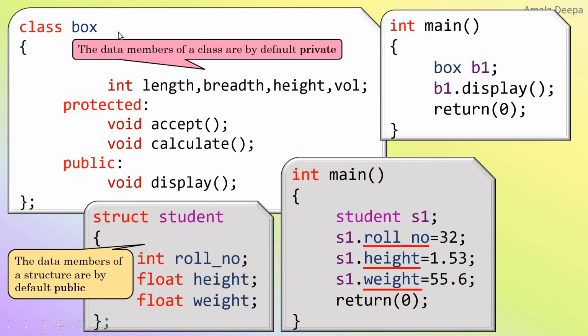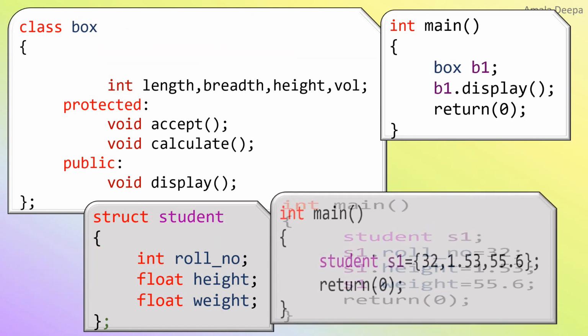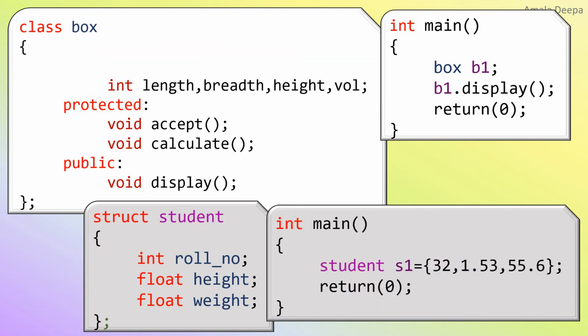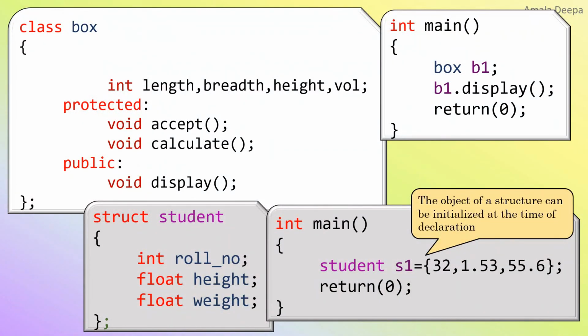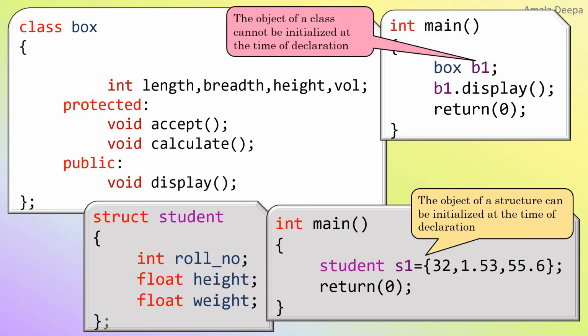But here in this class box, I cannot access the private members length, breadth, height and wall in the main function because private members are accessible only within the class, which means they cannot be accessed outside the class. These three initializations can be combined into one like this. That is, the object of a structure can be initialized at the time of declaration, but the object of a class cannot be initialized at the time of declaration. These are the differences between class and structure.